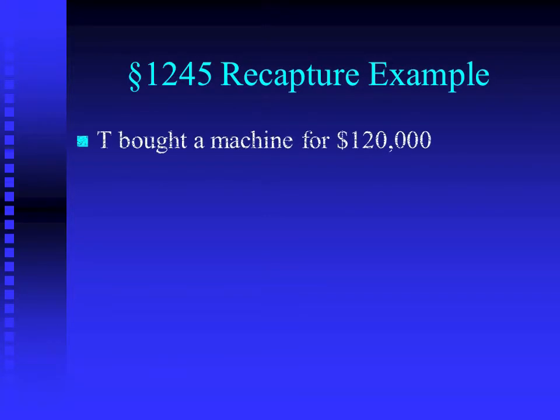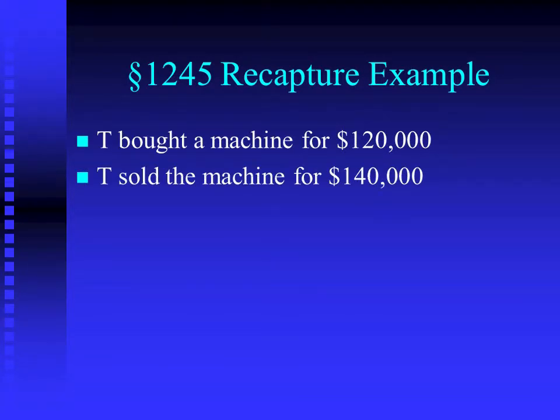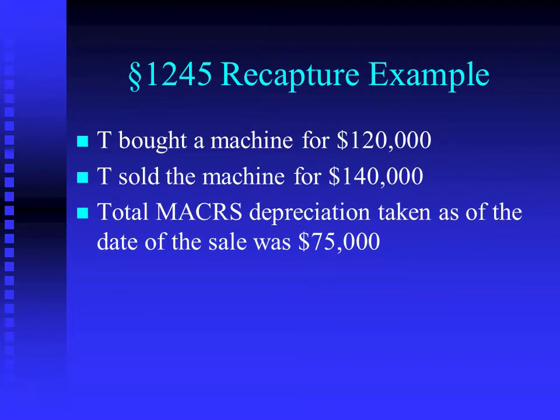So here's an example. All right, I bought a machine for $120,000. I sold it for $140,000. My accumulated depreciation at the date of sale was $75,000. And MACRS is just that post-1986 rules that we learned. It really doesn't matter whether it's straight line or accelerated or units of production, because the rule does not take into account the kind of depreciation. It simply says all of the gain to the extent of depreciation taken will be ordinary income.